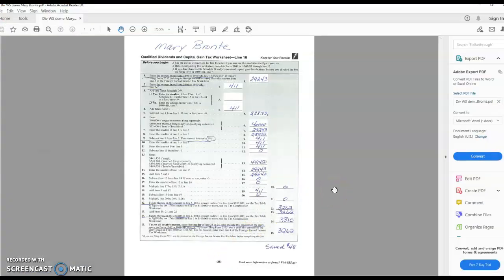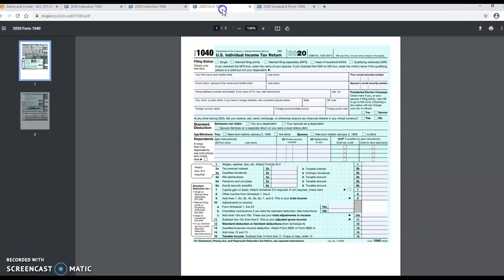Now I'm going to go through this worksheet that I have already done, and I'll explain where I got each piece of information. The first thing it asks for is the amount from 1040, line 15. Well, here's your Form 1040. Line 15 is your taxable income. So when you add up your various things, you subtract your standard deduction, that's where you get your taxable income.